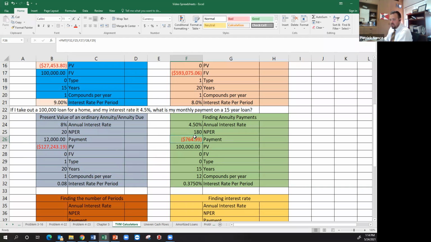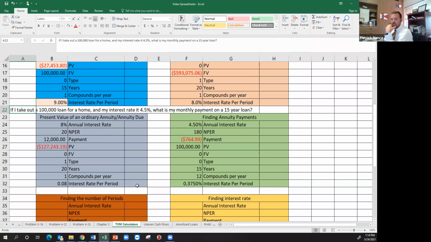$764.99 is going to be my payment, and I will make that payment. And by the time 15 years is up, this $100,000 loan will be paid off. So $764.99 per month for 180 months or 15 years, and the house loan, home loan, and the mortgage in this case will be paid off.